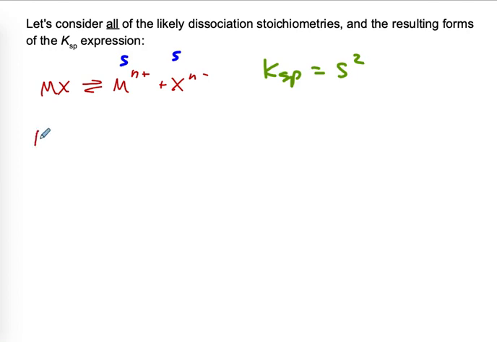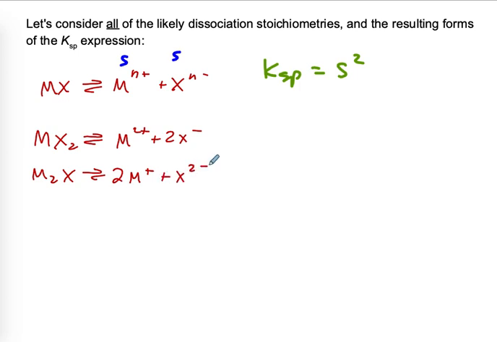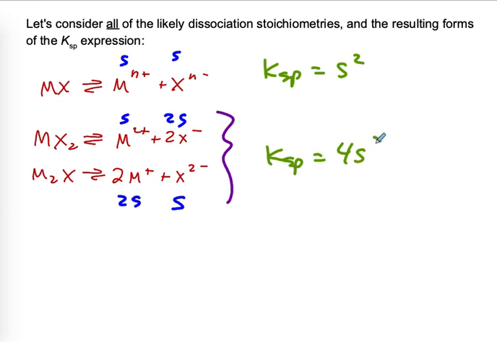The next possibility would be one in which 3 ions are formed instead of 2. Either MX2 forms M2+ plus 2X-, or M2X dissolves and dissociates to form 2M+ plus X2-. You can easily see, so this is S, this is 2S, 2S, and S. You can see, without me really having to go into it, that the only possibility here is that Ksp is equal to 4S cubed.